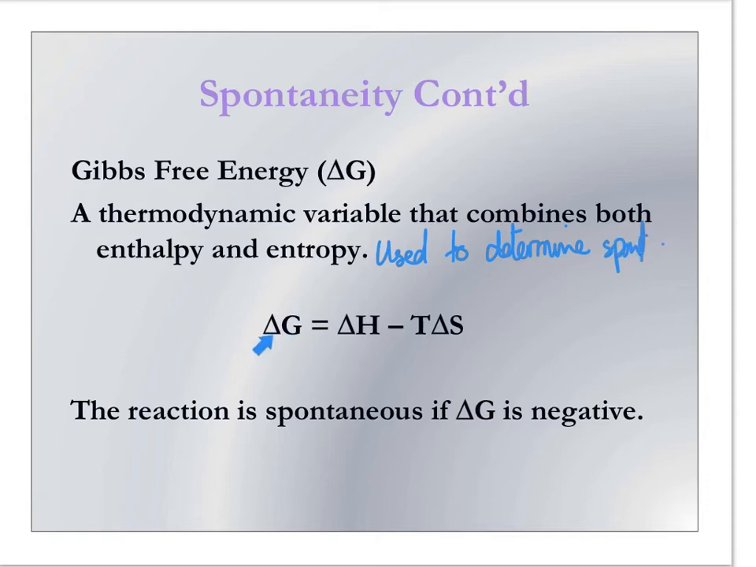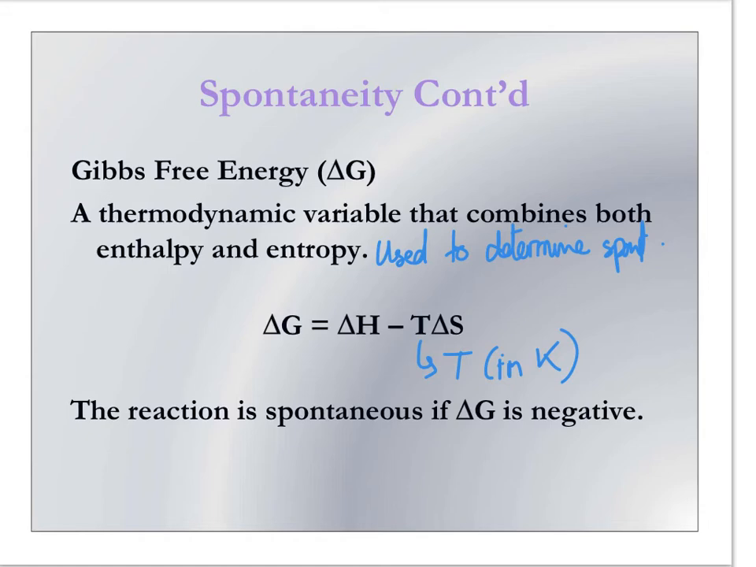So the equation is delta G is equal to delta H minus T delta S. So Gibbs free energy, that's what helps us determine if it's spontaneous or not, is equal to delta H, which is the enthalpy, minus T, which is temperature, and this temperature has to be in Kelvin. It cannot be in Celsius, it cannot be in Fahrenheit. It basically cannot be negative, that's why. So it has to be Kelvin all the time. And then delta S is your entropy.